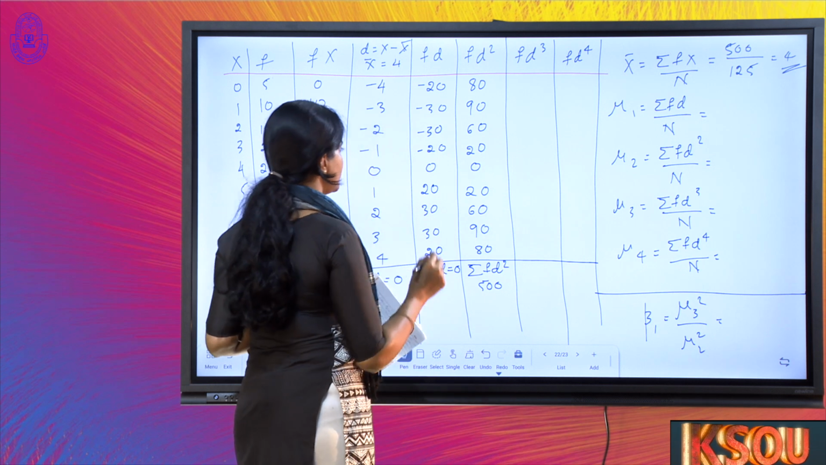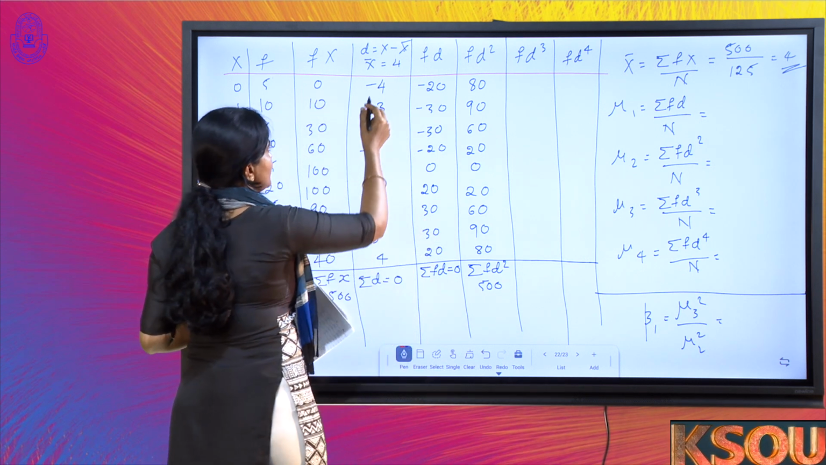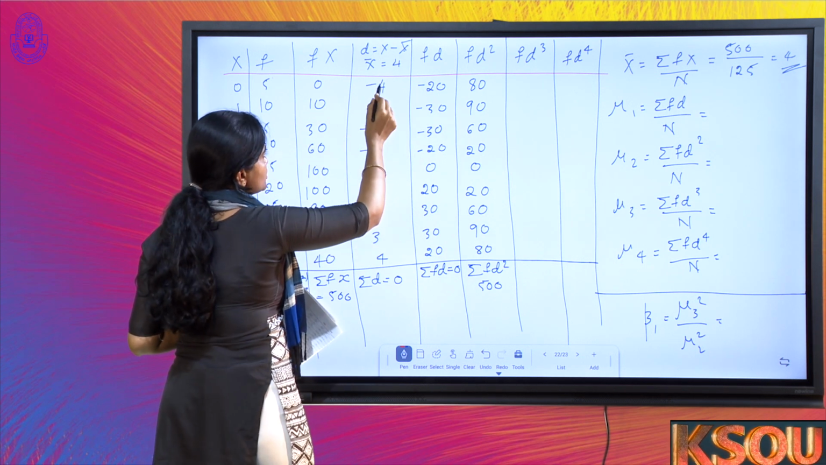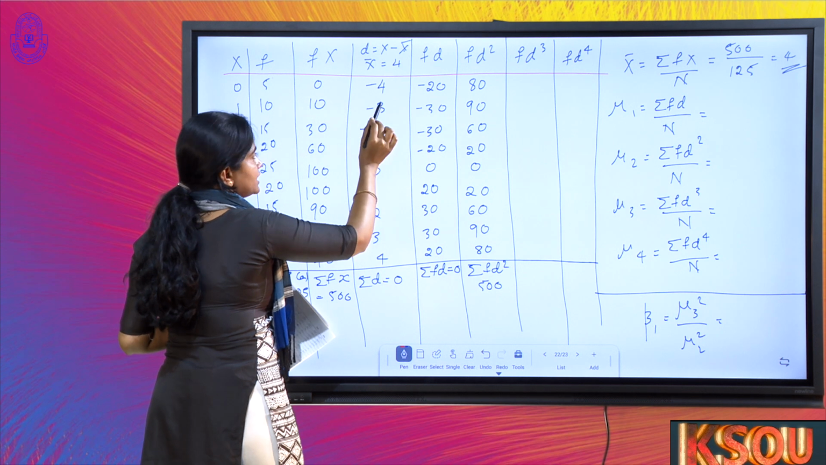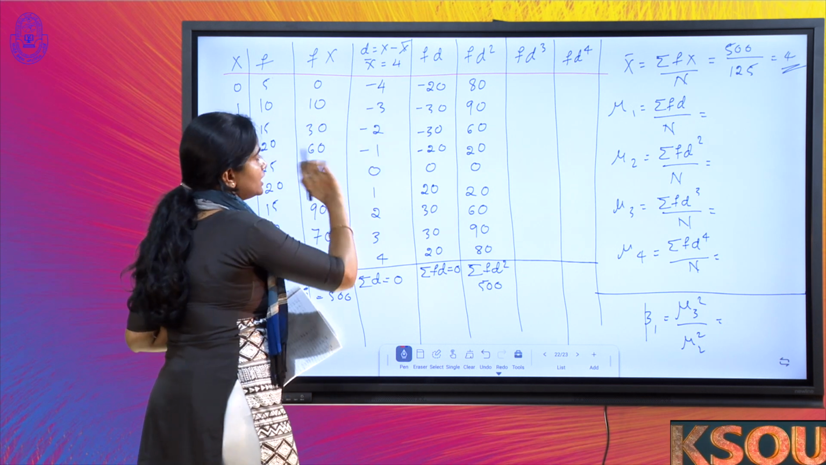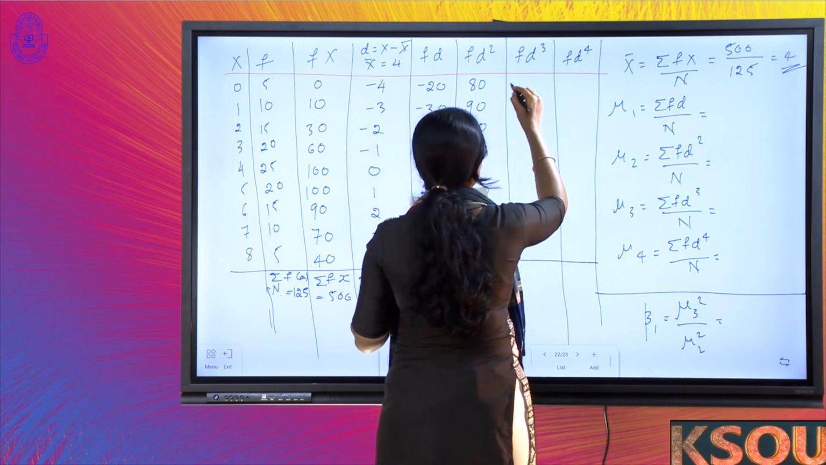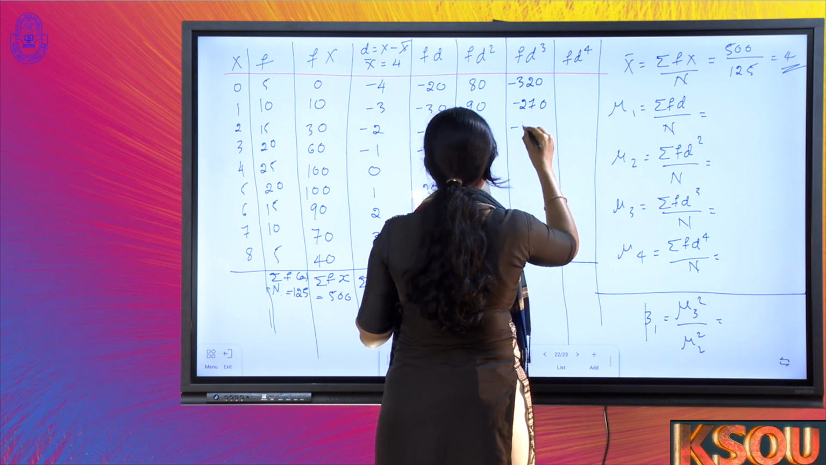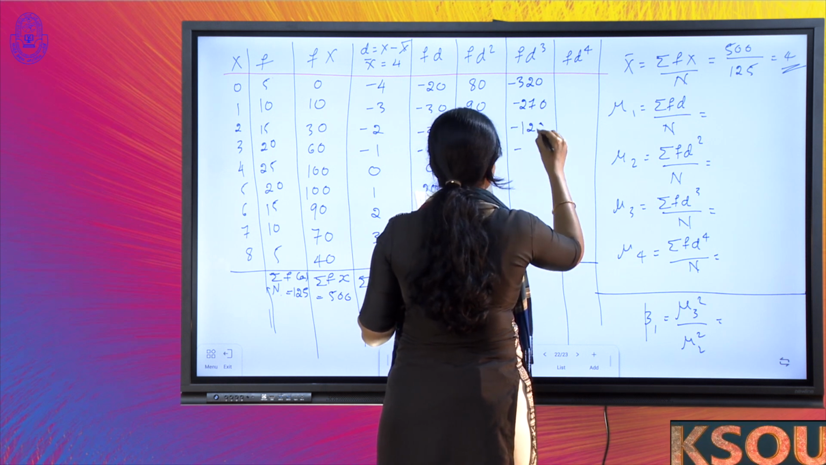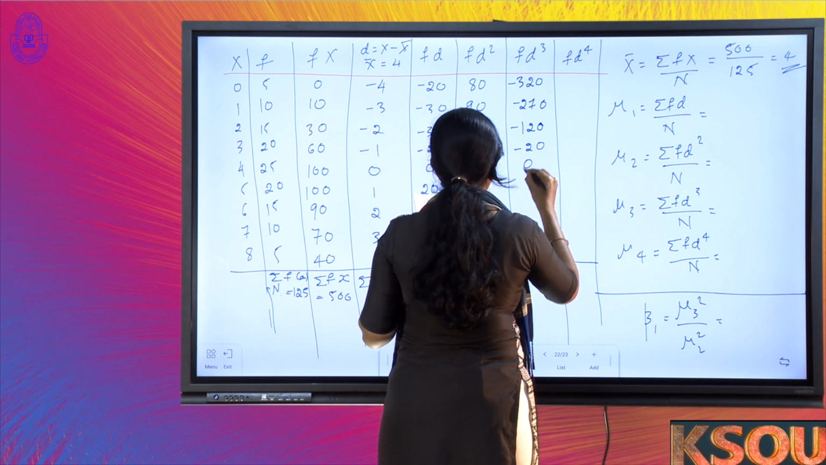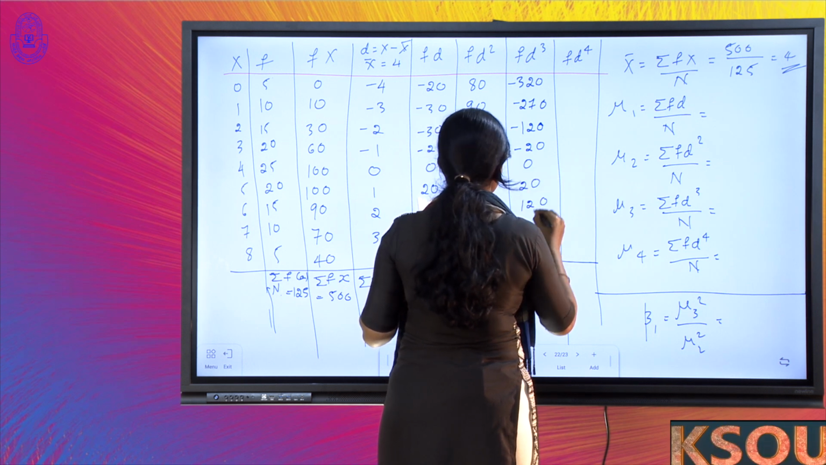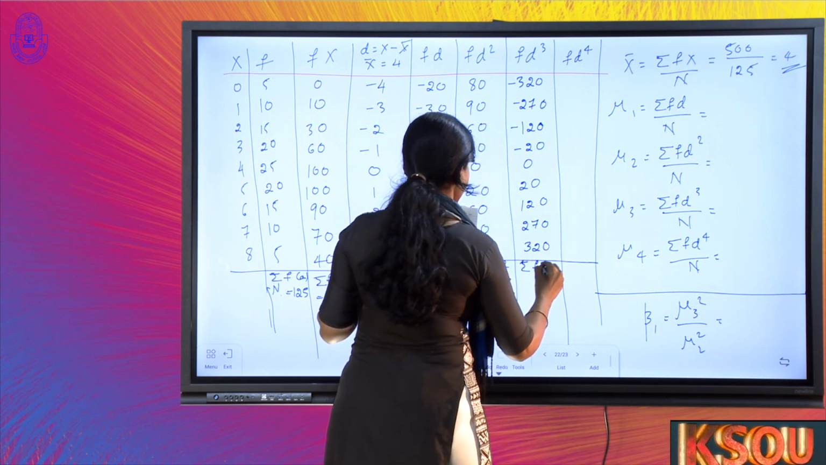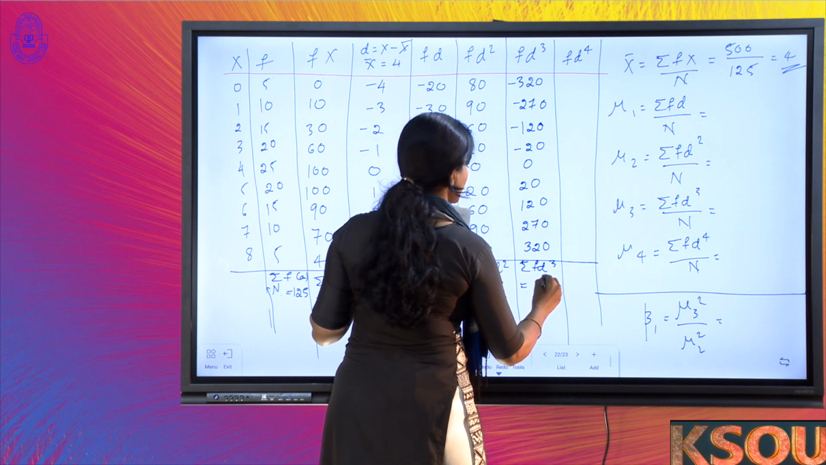So, after this you will have to calculate FD cube. You will have to multiply the value 3 times: minus 4 into minus 4 into minus 4 into 5, minus 3 into minus 3 into minus 3 into 10, like that you will have to calculate here. You will get the values minus 320, minus 270, minus 120, minus 20, 0, 20, 120, 270, 320. So, summation FD cube is also 0 here, okay.